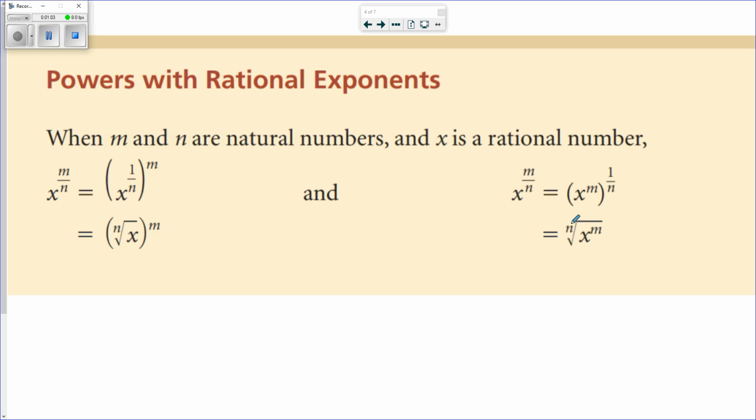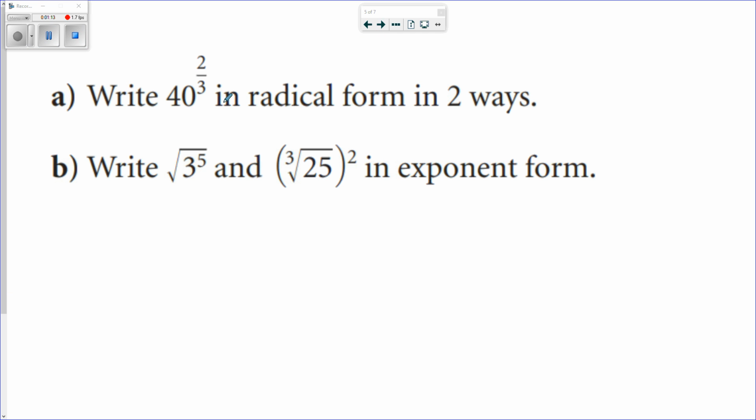Let's take a look at a couple of examples of this. It's kind of confusing without seeing it, so let's take a look at some examples here. So write 40 to the 2/3 power in radical form in 2 ways. Okay, so let's look at A over here. So we have 40 to the 2/3 power.